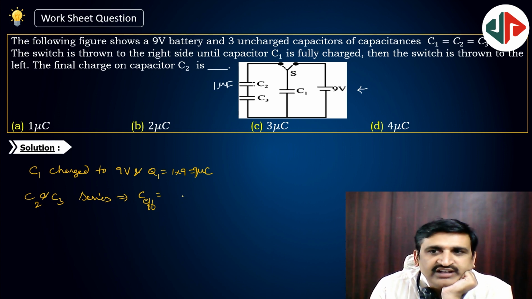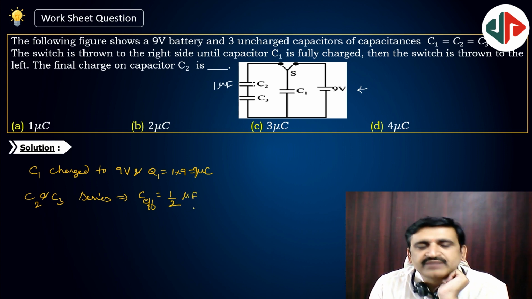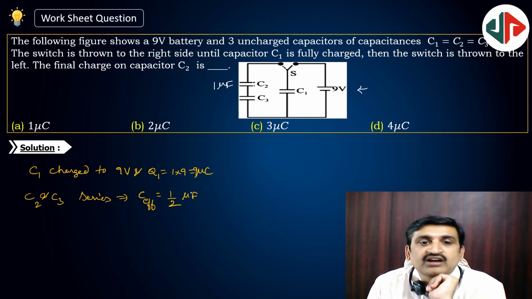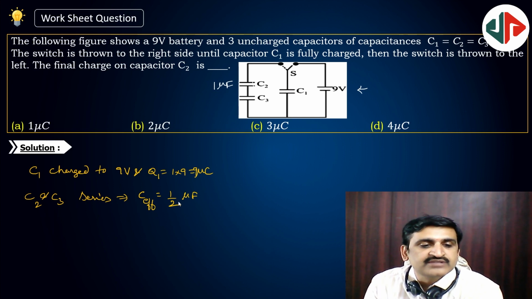C3 and C1, so 1 by 2, half only, microfarad. So this is the effective capacity. Now these two capacitors are charged with 9 microcoulomb, such that all are in series. Now everybody should have the same charge on them.